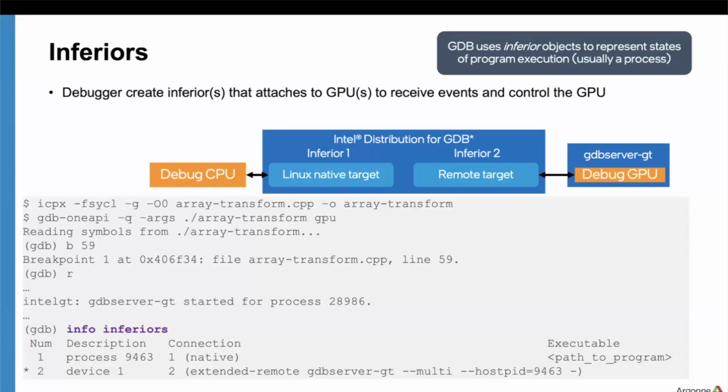And if you have multiple GPUs on the same node, even if you don't use all the GPUs, GDB attaches to all the available devices. If you do info inferiors, you can see multiple device connections, so multiple lines of connection. That happens on the Aurora node.